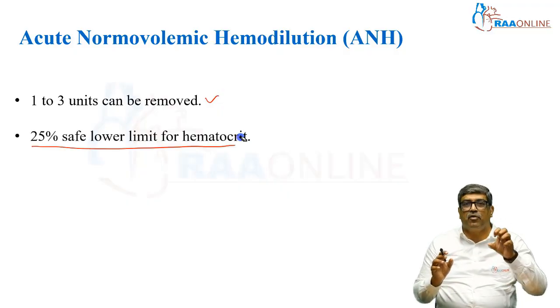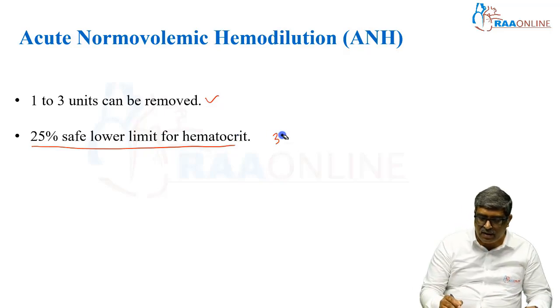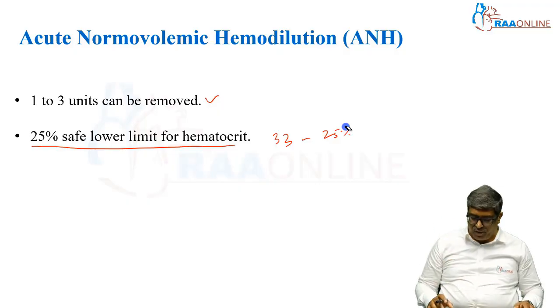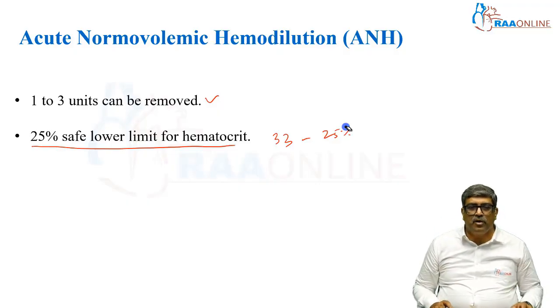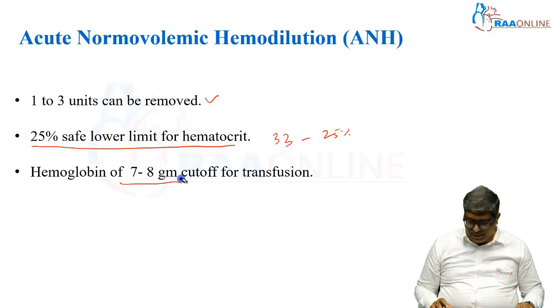25% is the safe lower limit for hematocrit. Your hematocrit from 33 can come down to 25%. That is the safe lower limit for hematocrit. Hemoglobin cutoff is 7 to 8 gram.